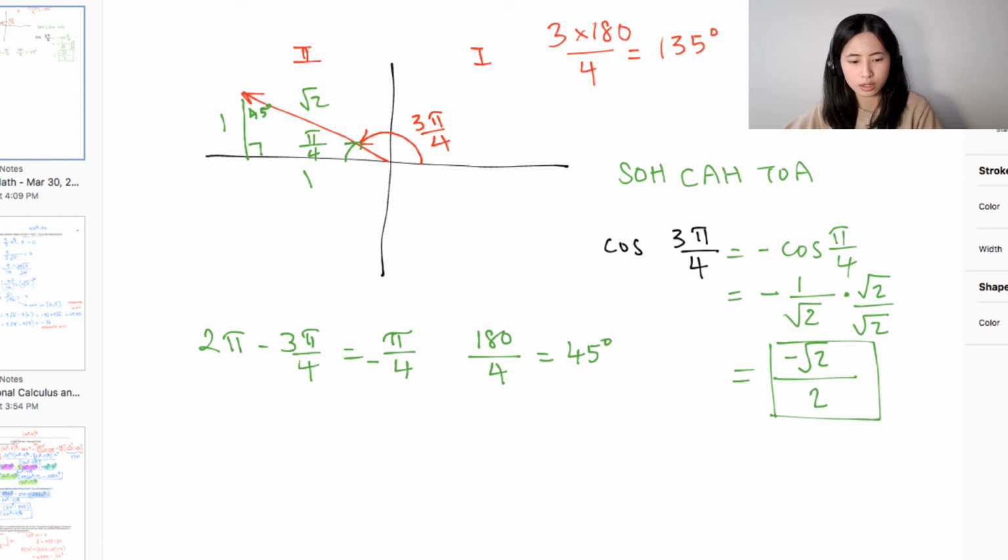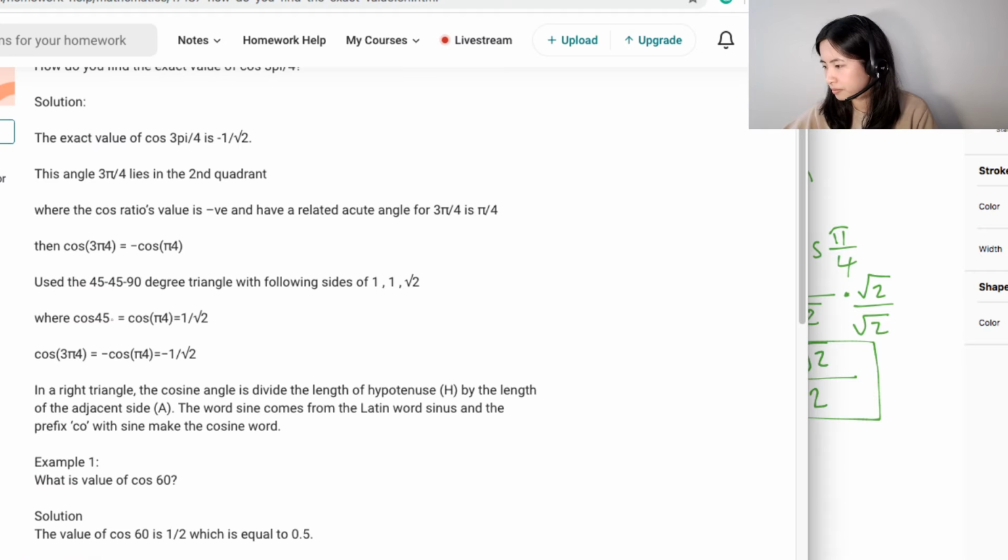Okay, let's move on to the second question. But so far, the answer was right. I guess it's just more the way they presented the answer that is something to improve on.